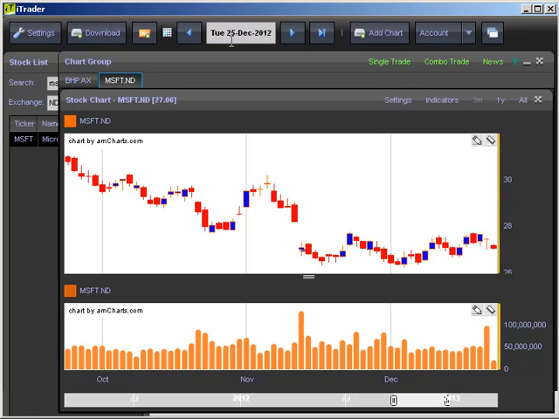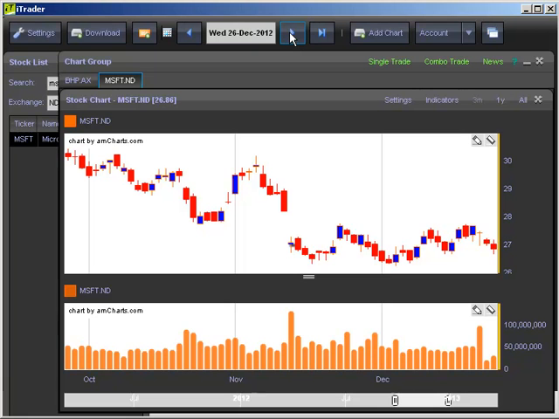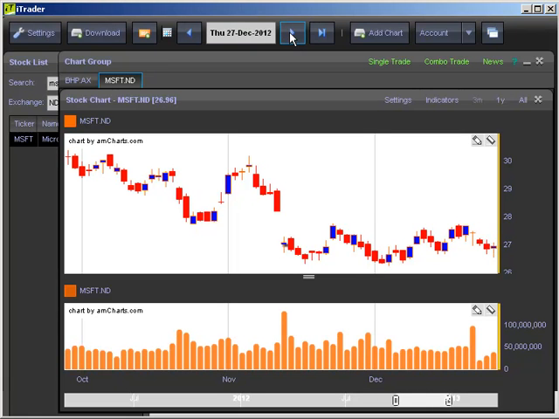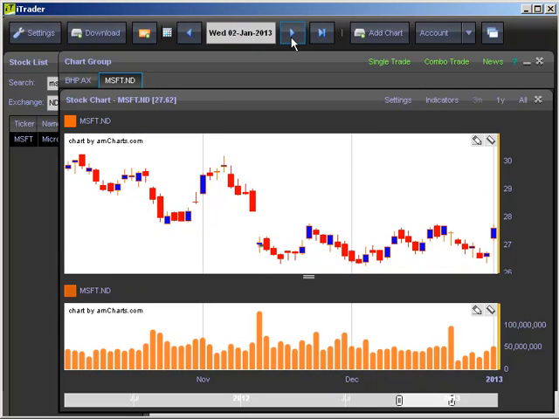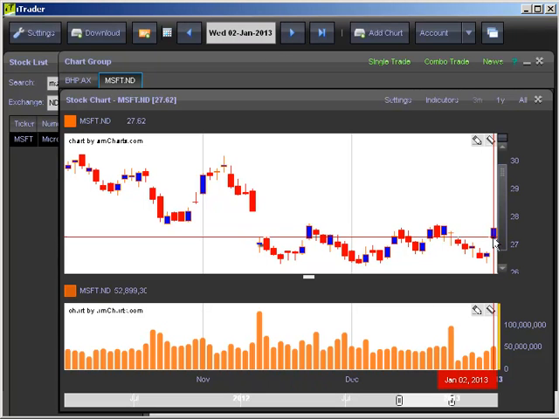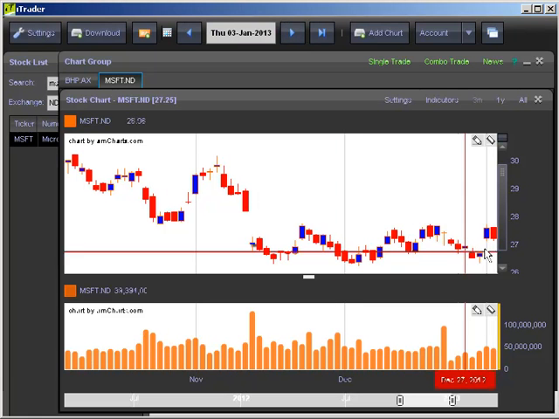Okay, we're on Christmas Day here, so I probably wouldn't be trading around this time anyway. Let's just get past the Christmas New Year period and just see what happens. Okay, so it's bouncing again down here. We're on New Year's Day here at the moment. Okay, that's a fairly big price move on the 2nd of January. Let's just step one more and see what's happened.